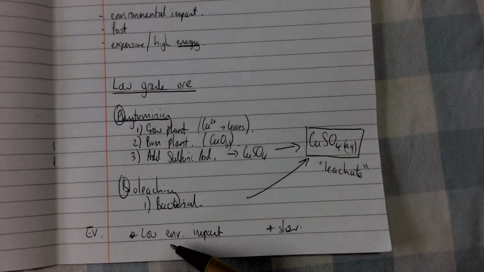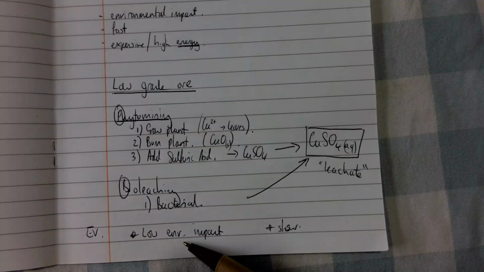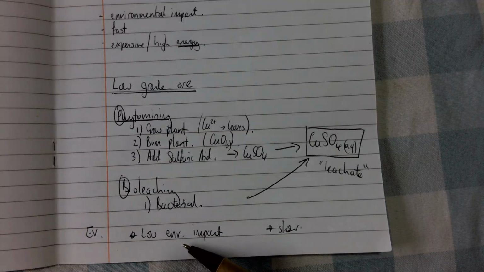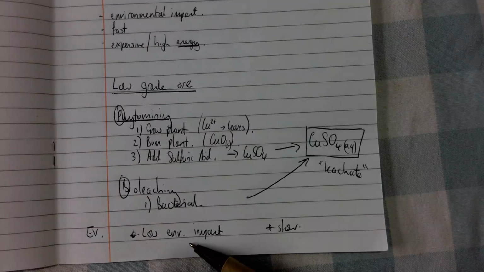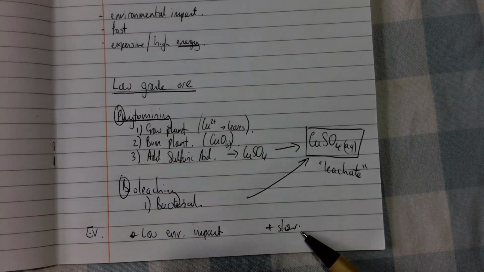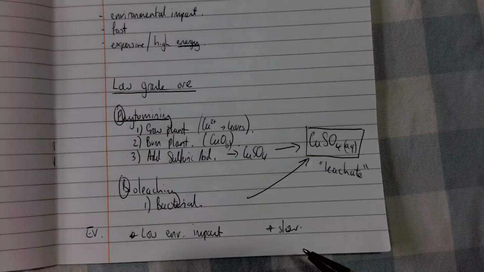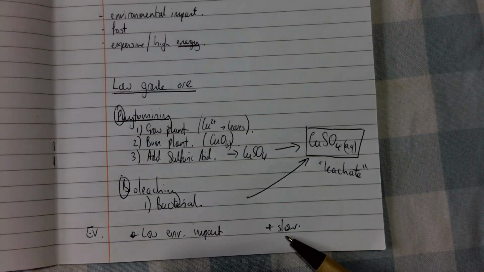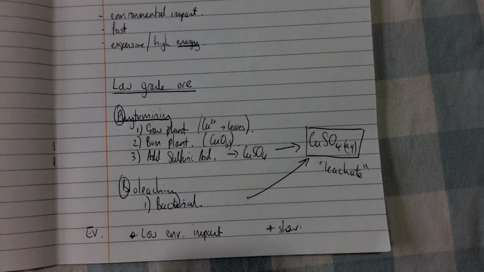So there's not much heating involved, there's not much mining involved, so there's less energy costs. The problem is that it's much, much slower, and that therefore takes time, and there's issues associated with producing large quantities. So as with everything, there's advantages and disadvantages.